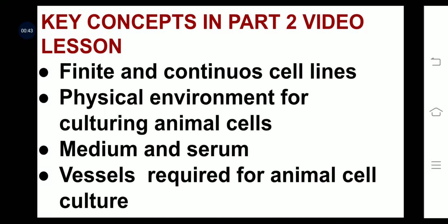Key concepts in part 2 video lesson: finite and continuous cell lines, physical environment for culturing animal cells like temperature, pH, osmolality, etc., medium and serum, and vessels required for animal cell culture.